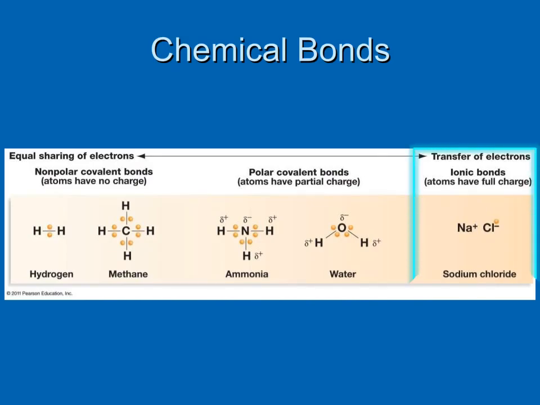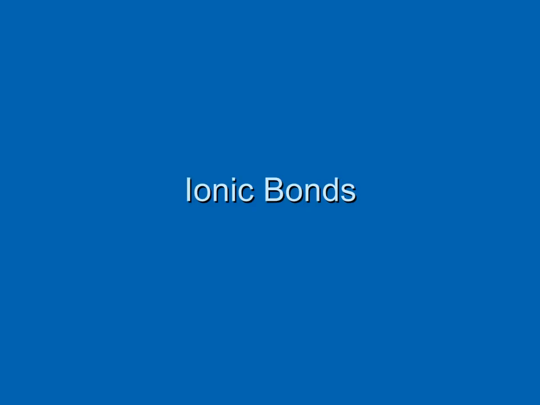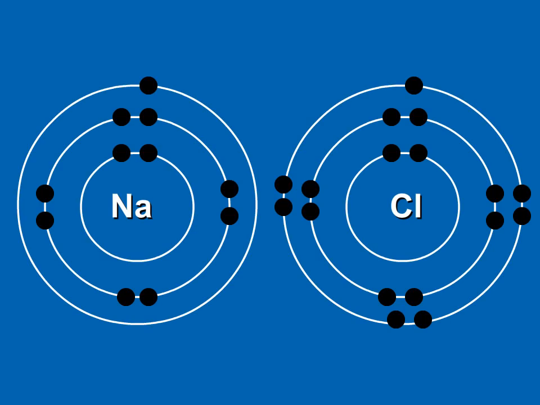Now it's time to move on to the next bond. Let's look at when atoms don't play nice with each other in the form of an ionic bond. Ionic bonds form between atoms with very different electronegativities. Let's take sodium and chlorine. How many valence electrons do they have?